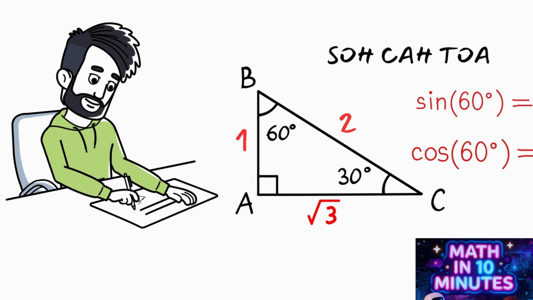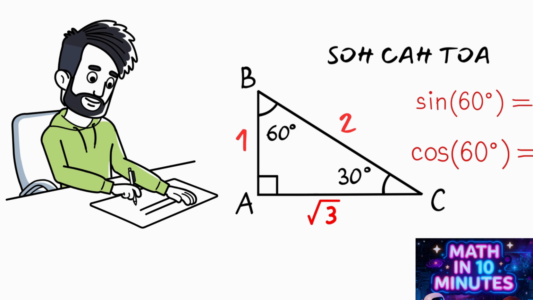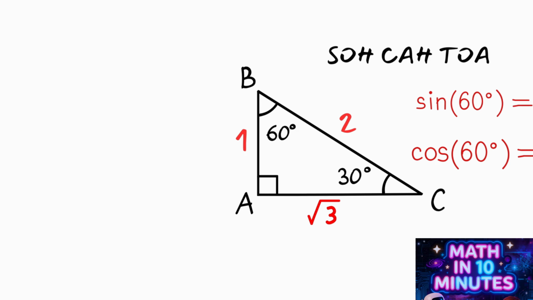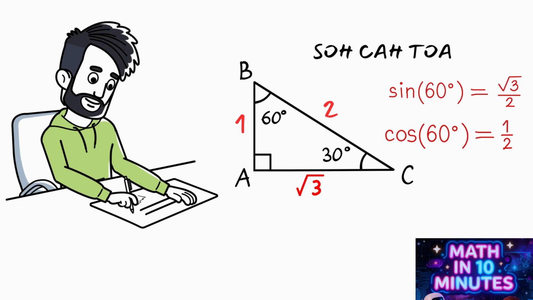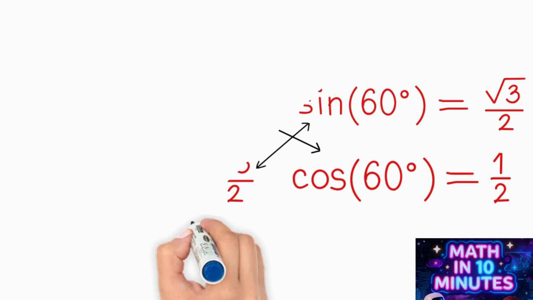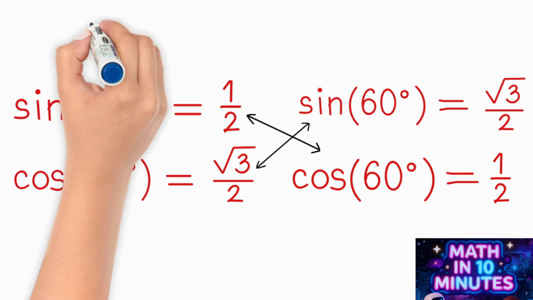Let's try cosine of 60 and sine of 60 degrees. Try to pause the video and do it yourself. Remember, SOHCAHTOA. Opposite over hypotenuse, adjacent over hypotenuse. And of course, here it is. Sine of 60 degrees is radical 3 over 2, and cosine of 60 degrees is 1 half.